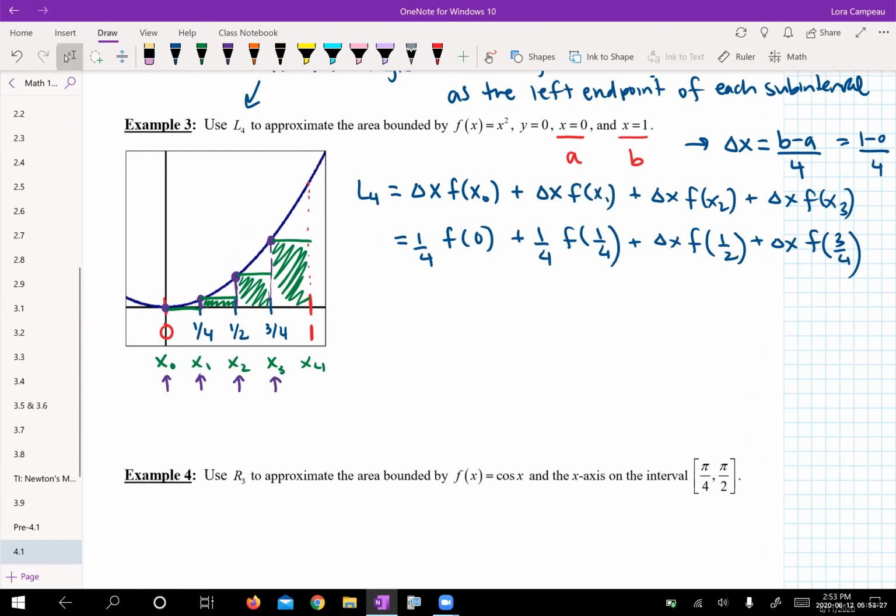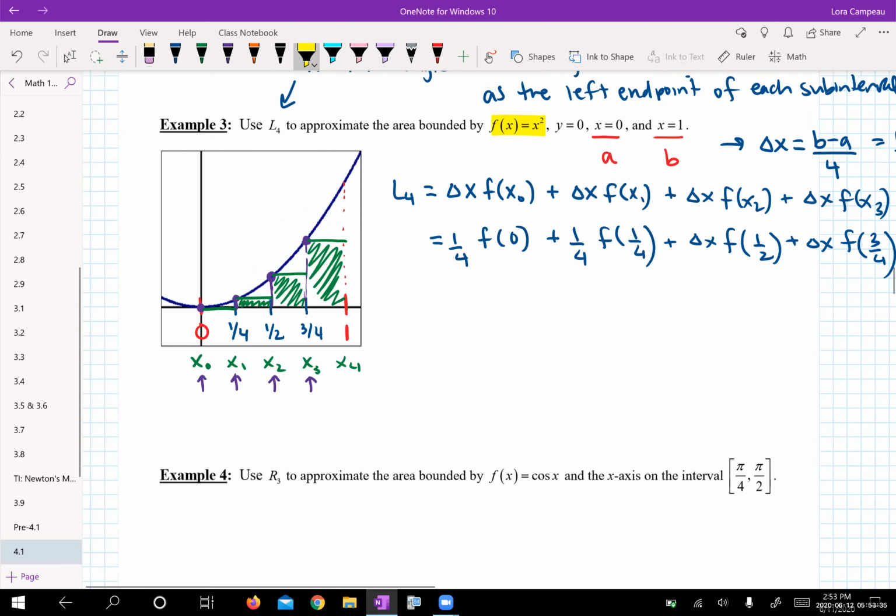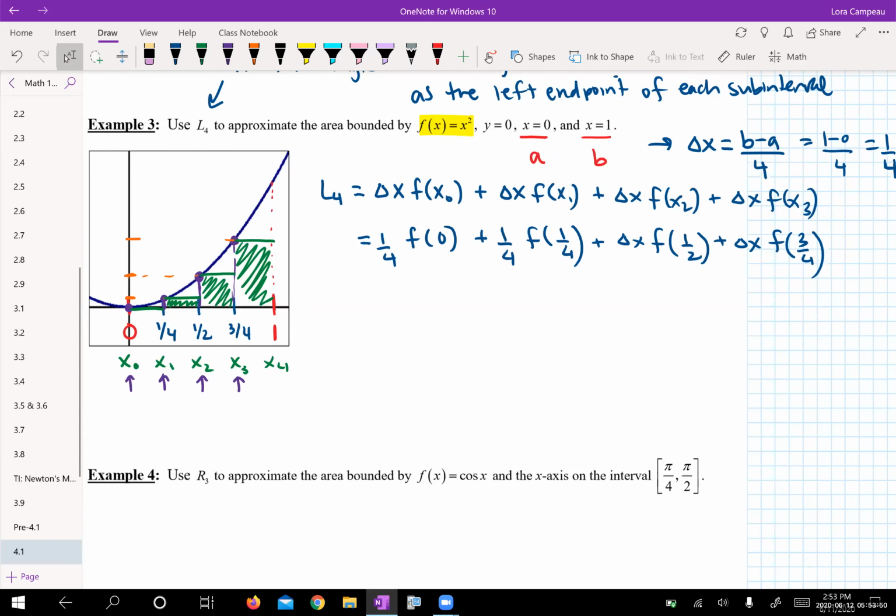And so these are not so nice. Well, they're okay. You've got f of x equals x squared. So remember, if f of x equals x squared, each of your heights is found by using the function value. So f of 0 is 0 squared. f of 1/4 is 1/4 squared. f of 1/2 is 1/2 squared. f of 3/4 is 3/4 squared.